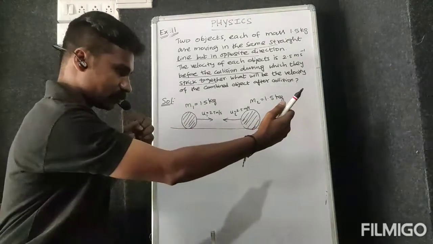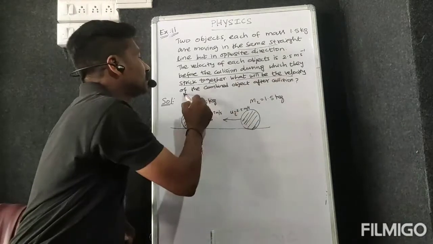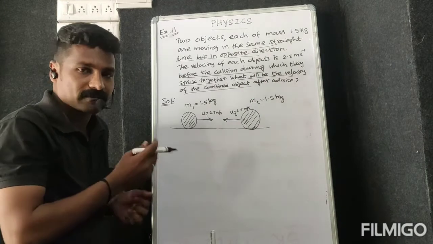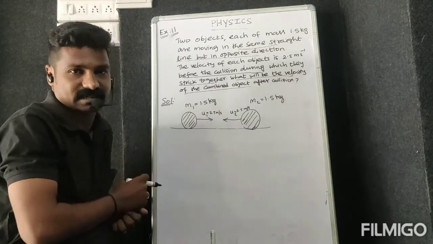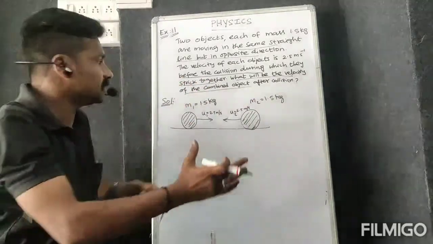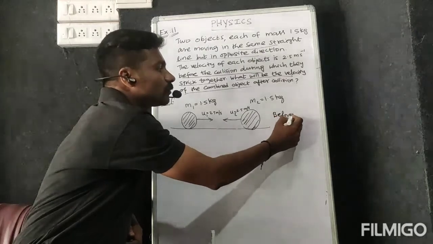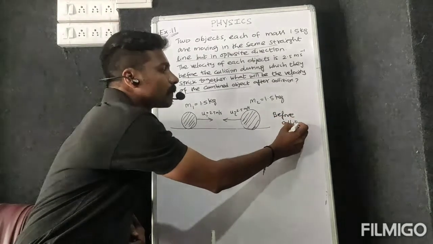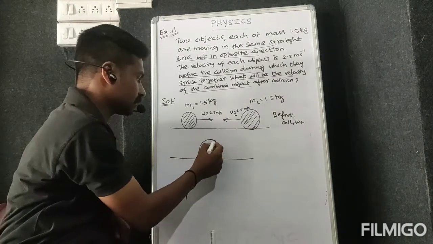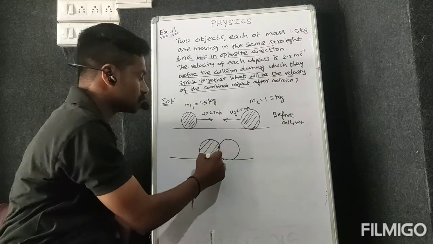Because it is traveling in opposite direction, after joining together, what will be the velocity of this combined system? After the collision, what is the final velocity? The question is asking the final velocity of the system, after the two stick together. So actually this diagram is before collision. Suppose after the collision, this is object number 1, this is object number 2.